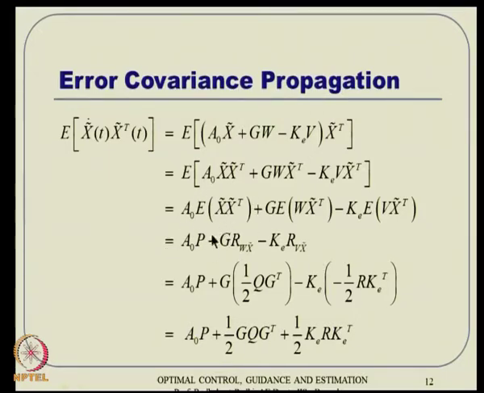Then this by definition is simply P. So it turns out to be N naught P plus this quantity, which we derived to be G times this quantity, and this quantity has been derived like this, Y naught K times R V x tilde, and R V x tilde is derived something like this. If you expand that, it turns out to be N naught P plus half G Q G transpose plus this, minus half of K R K transpose basically.